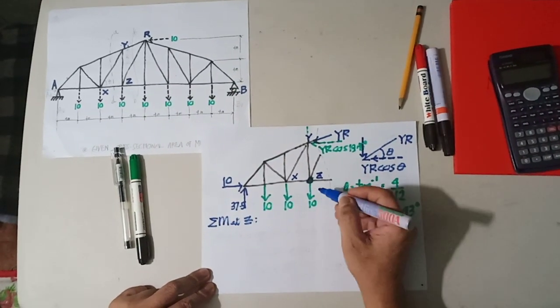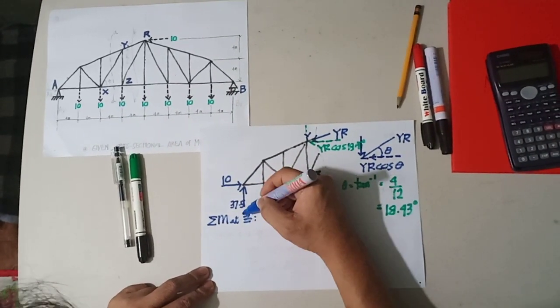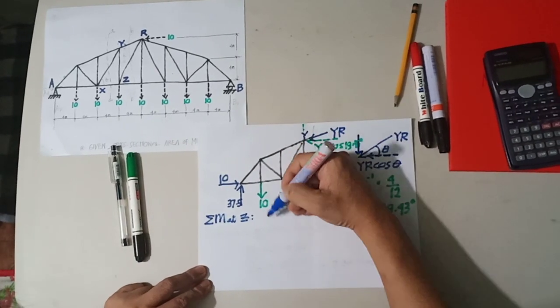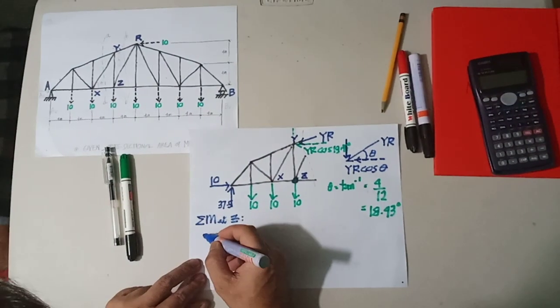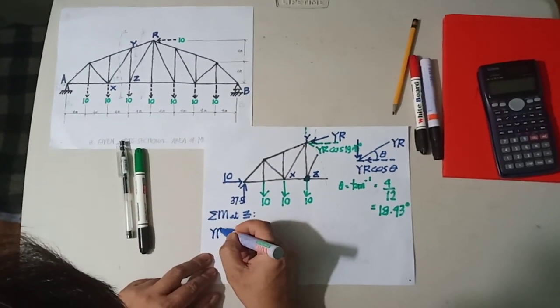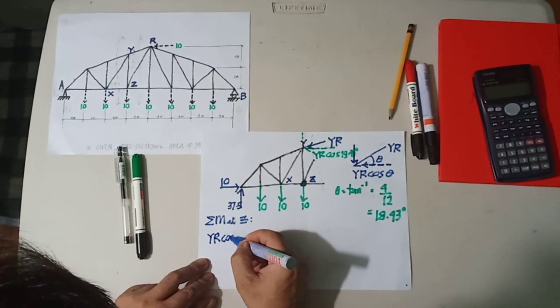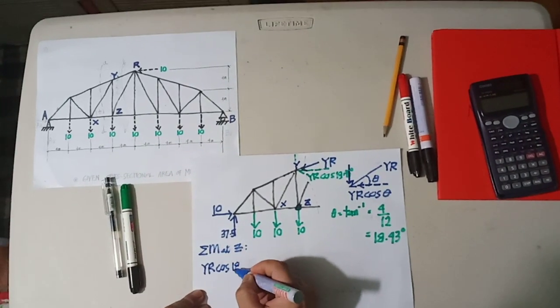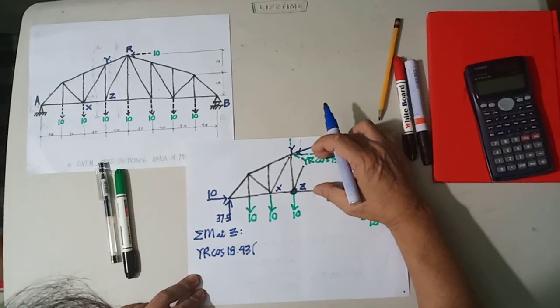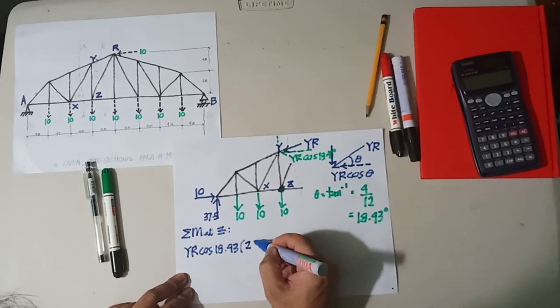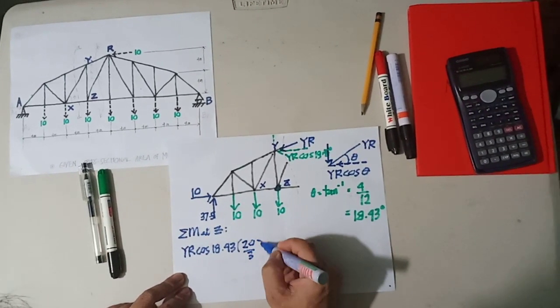What are the clockwise moments? You have here the value of this force multiplied by the lever arm. You have YR cosine of 18.43. You multiply it by the lever arm. This lever arm was previously solved to be equivalent to 20 all over 3.